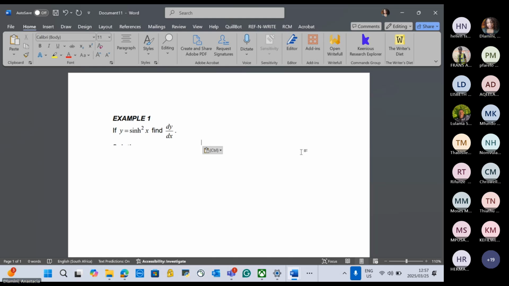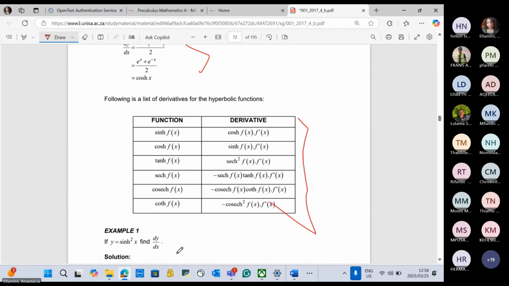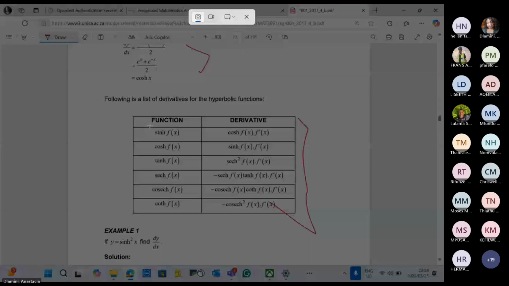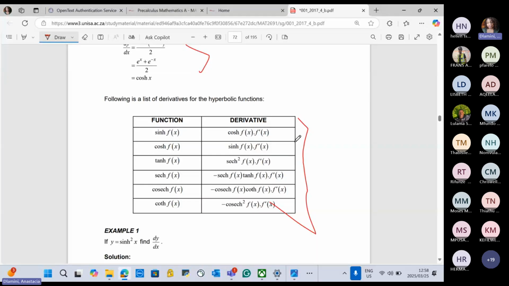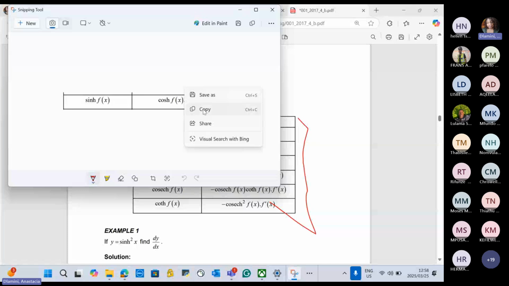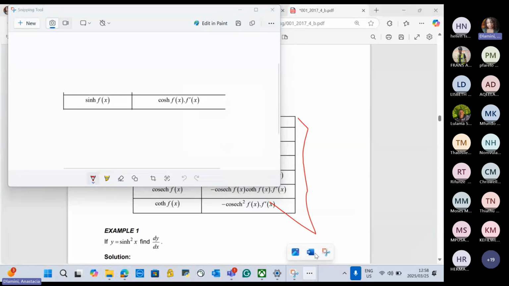What do we do? Well, it's sinh x squared. So when you derive that, you do a chain rule for it. Are we agreeing, yes or no? Guys? Yes, it is a chain rule. Okay, thank you. But you have a nice table here. We start with the table. Let's go do that.